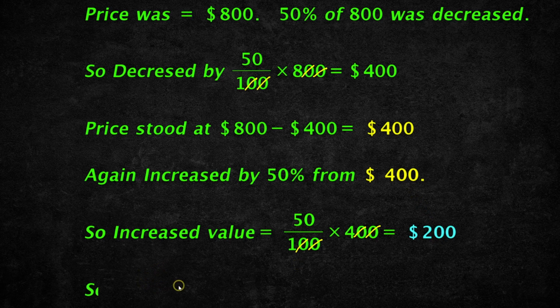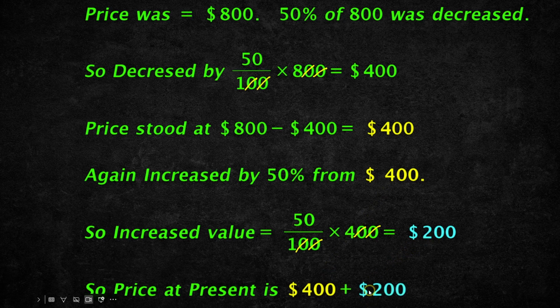So the price at present: after the first discount, we have the value 400. After that, the 50% increase, and the increase was 200. So the current price is simply going to be $600. That's the actual process of finding the solution of this problem.